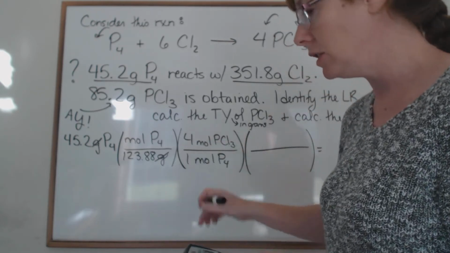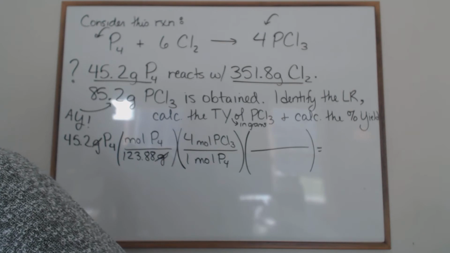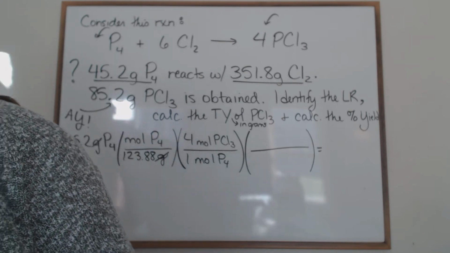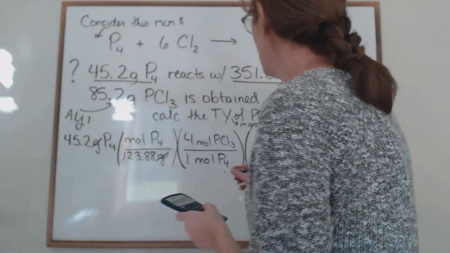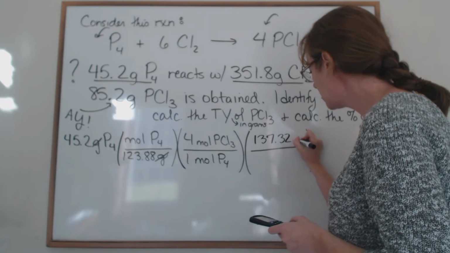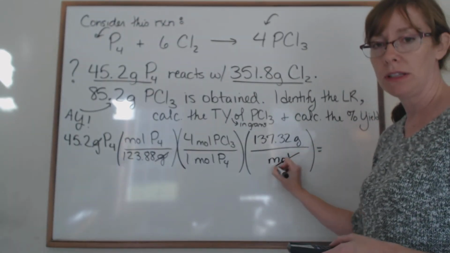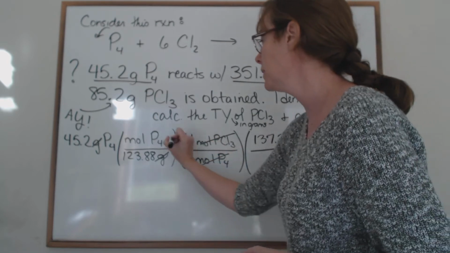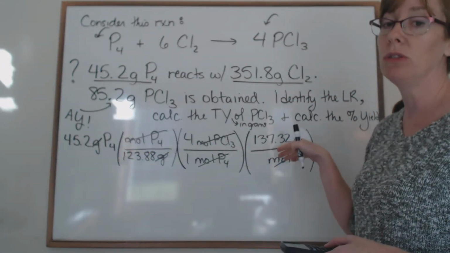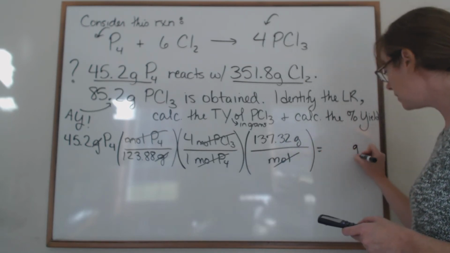So let me go ahead and do the molar mass of this. 30.97 plus 3 of the chlorines. 137.32 grams per mole. But since I kind of know I just did PCl3, I'll just write moles. You can cheat a little bit. Nobody really cares about what you write as long as you don't mess up what the numbers really mean. So this is the grams of PCl3.